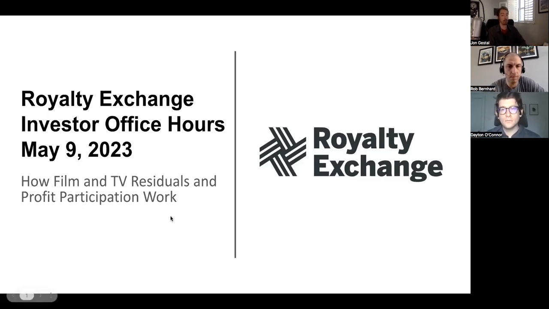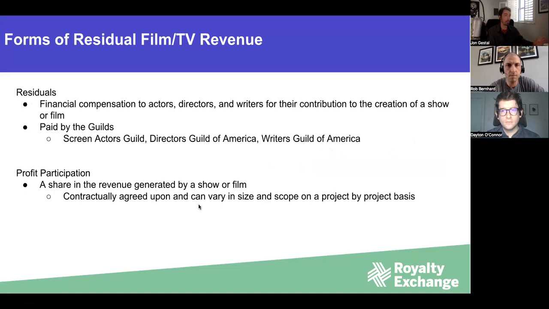How film and TV residuals and profit participation work. There are two primary types of revenue generated after the release of a property, residuals and profit participation. Residuals is more like a royalty in that it's paid to contributors to the creation of the property. That's things like actors, writers, directors, and that's primarily paid by the guilds. That's the Directors Guild of America, the Screen Actors Guild, and the Writers Guild of America. That can be paid out a couple different ways. We'll get into them in a moment, but it cycles through those guilds. So that's the first form.